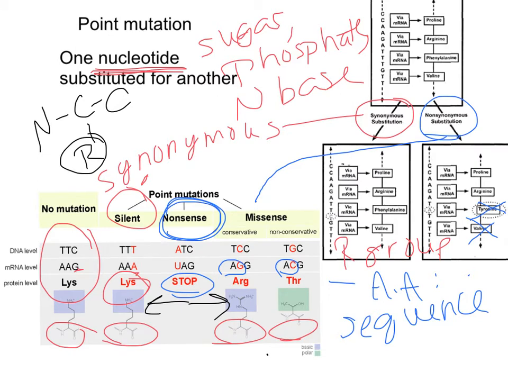Point mutations in general are sometimes called substitution mutations. So it wouldn't matter whether it was a silent, nonsense, missense, synonymous, or non-synonymous. It is still a substitution or a point mutation.